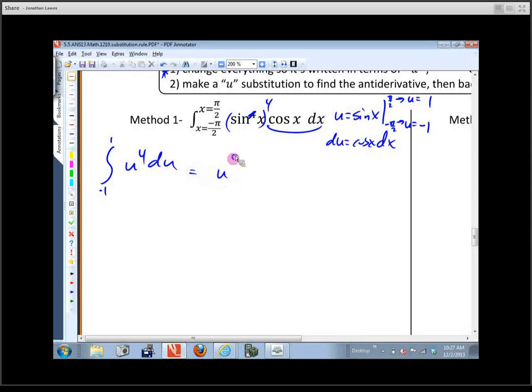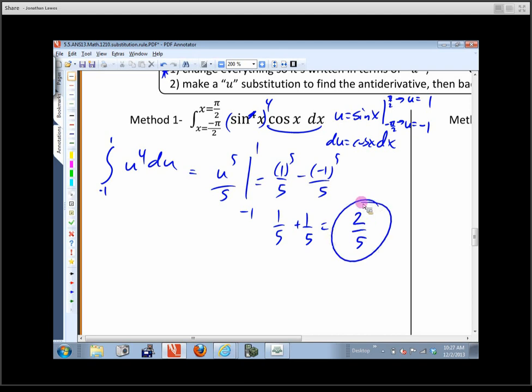So this is going to be u to the 5th over 5, evaluated from negative 1 to 1. So this is going to be 1 raised to the 5th over 5 minus negative 1 raised to the 5th over 5. Well, that's 1/5. I've got two negatives altogether here, so that's going to be a positive. And I end up with 2/5. Okay? And that's the answer.